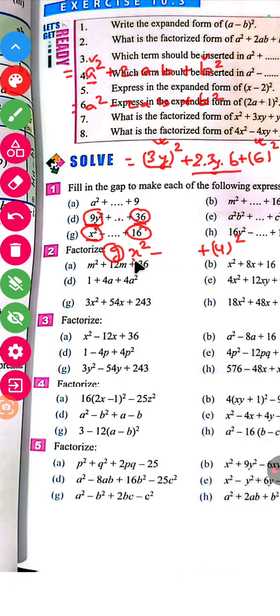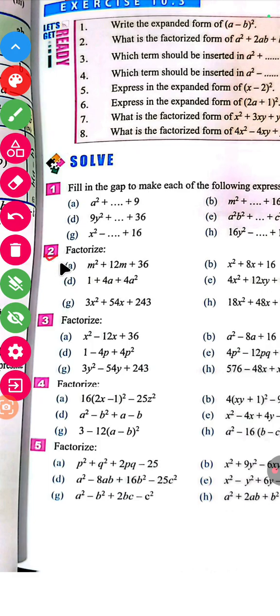So here we got a is x and b is 4. So a square minus 2ab, where a is x and b is 4. So we got the middle term, 2 multiplied by x multiplied by 4, that is equal to 8x. Now moving to the next question.